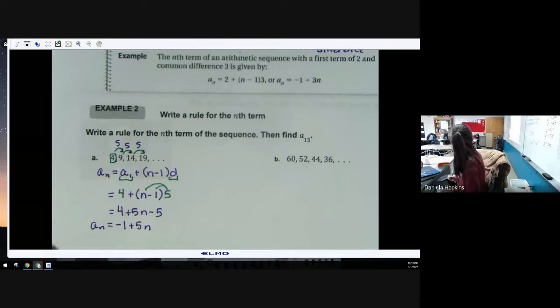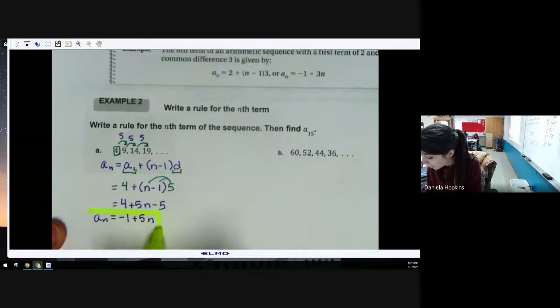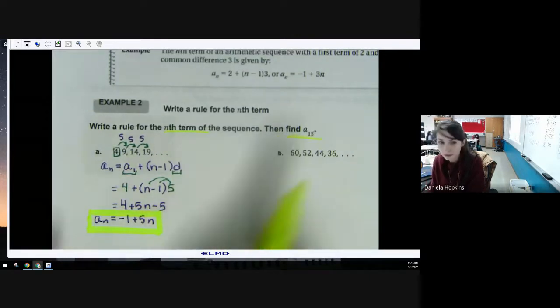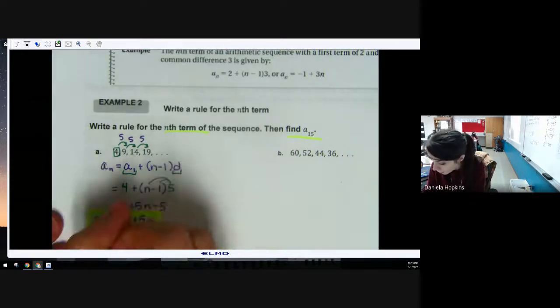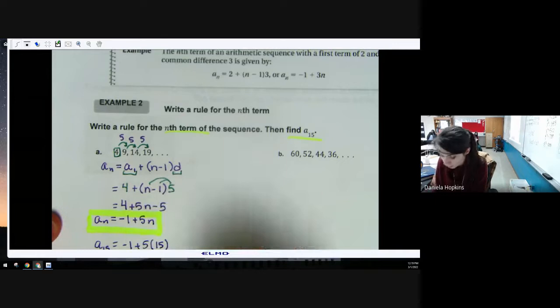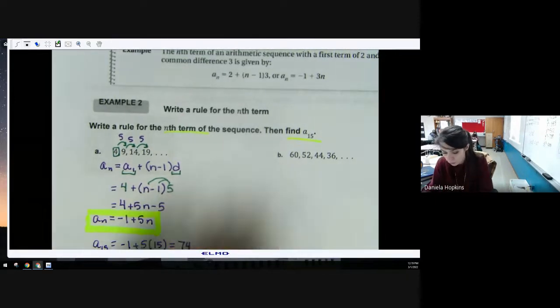And I know a lot of you aren't going to like that. Sorry. Again, I don't know why your book does it that way. It does it for the series and the sequences. So I just want to be consistent. So this is our rule. And then this actual question wants us to find the rule for the nth term. And then it also wants us to find a sub 15. So our 15th term. So to find that, you would just have a sub 15 equals -1 plus 5 times 15. And I'll let you go through all the math, but you should get 74.